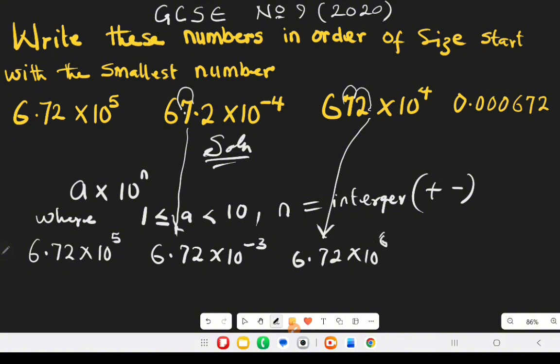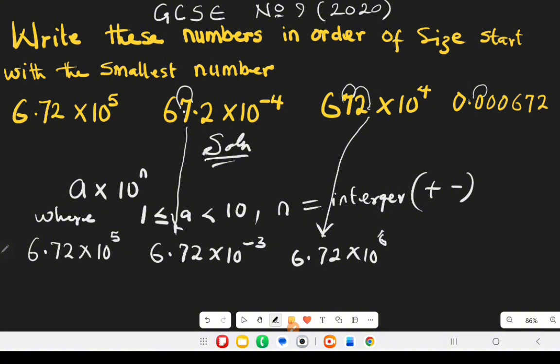Then the last one, we are moving the decimal point to the right-hand side. If we are moving to the right-hand side, the power of 10 will be negative. We are moving 1, 2, 3, 4. Meaning this will be 6.72 times 10 raised to the power of minus 4, because we move the decimal point from the left-hand side to the right-hand side 4 times to give us minus 4.